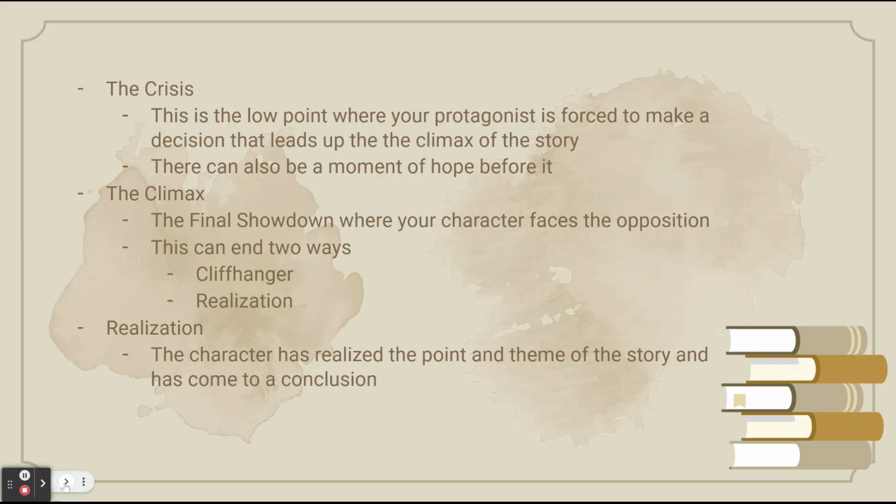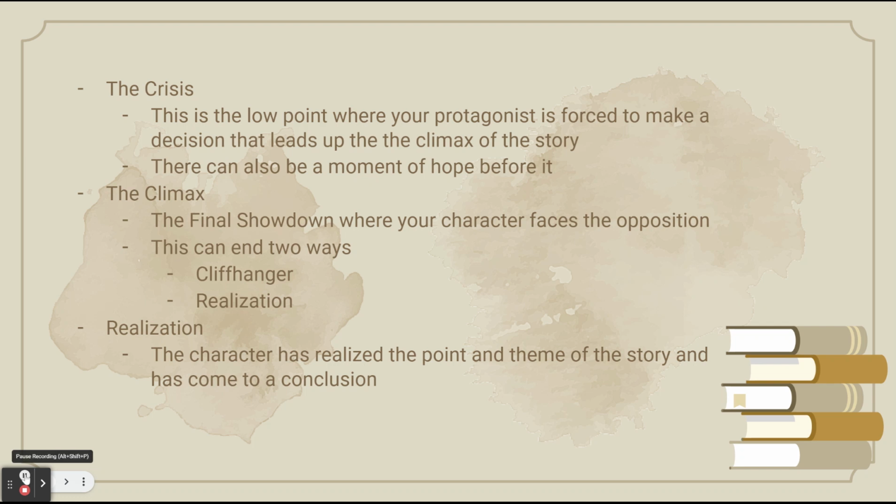And while they're trying to reach the goal, they end up at the crisis. This is the low point where your protagonist is forced to make a decision that leads them to the climax. And your villain could have done something terrible, you could have done something terrible to them, or the protagonist must have just destroyed themselves. And before the crisis, I like to add a moment of hope where the protagonist thinks that they have reached their goal when they are pulled to the depths of despair, also known as the crisis.